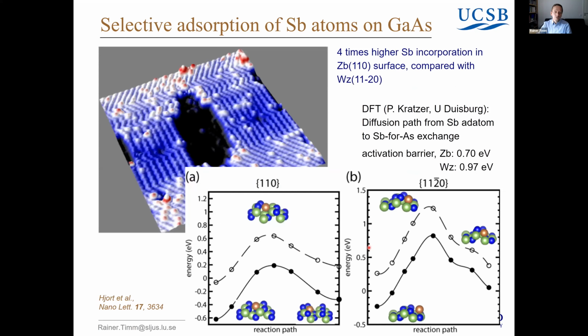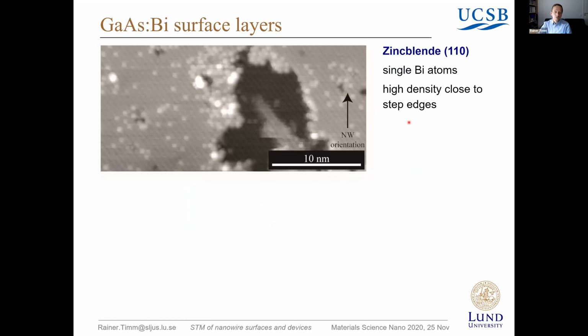Here it's visualized in a different color, and this can be explained by surface energies, by the diffusion energy that it takes for an antimony atom to move along the surface until it gets incorporated into a possible lattice site. It was done by density functional theory in the group of Professor Kratzer at the University of Duisburg in Germany. After looking at antimony, we went one row down the periodic table, to the even larger atoms of bismuth.